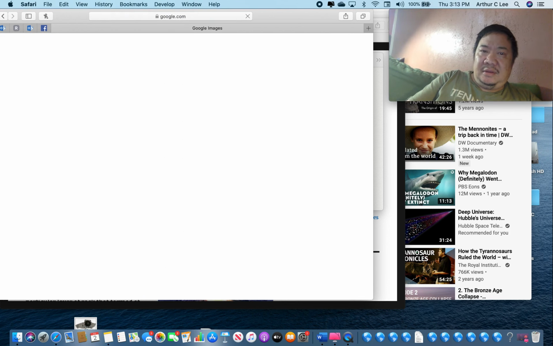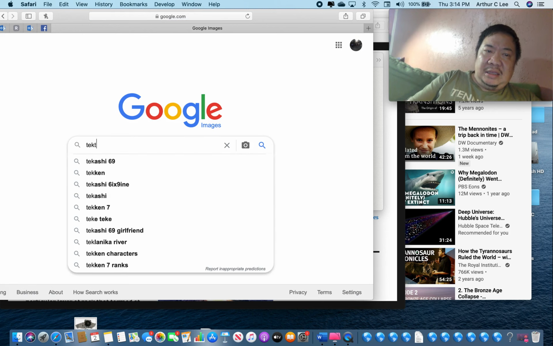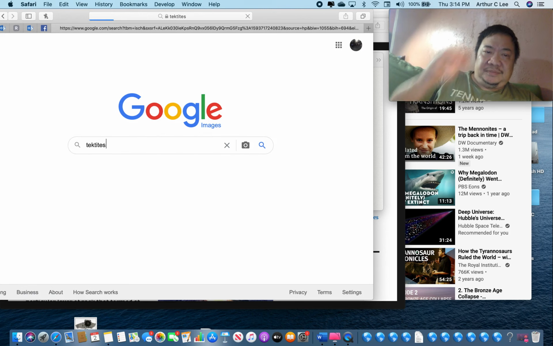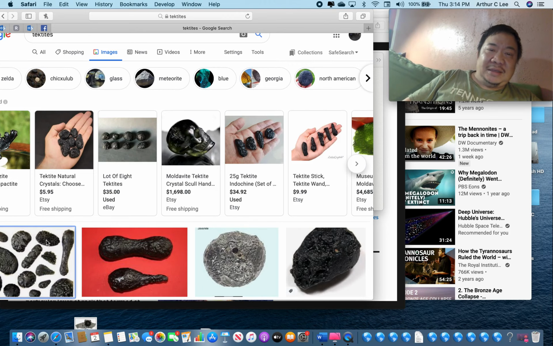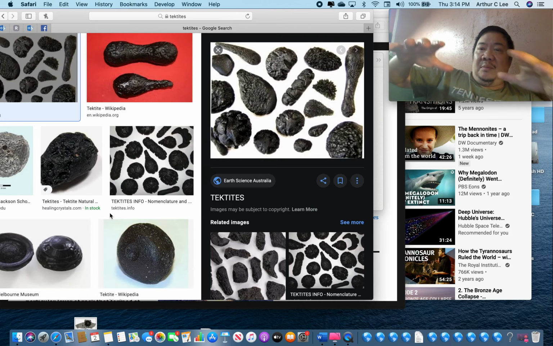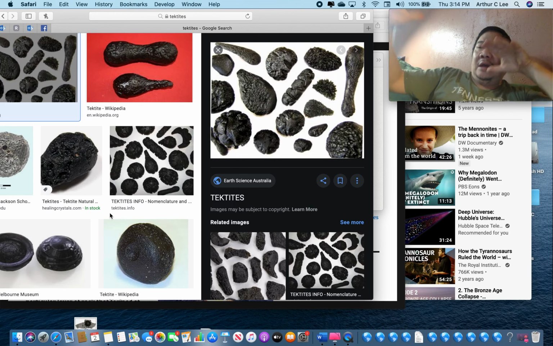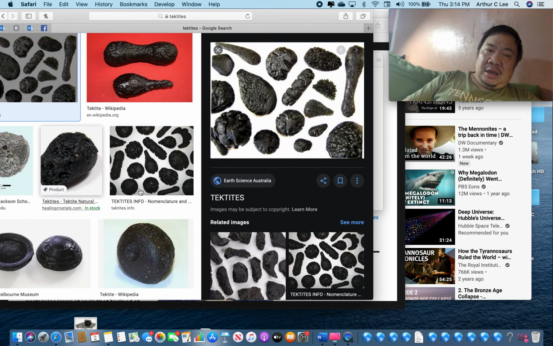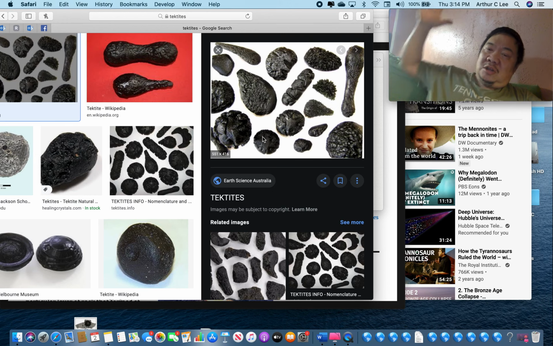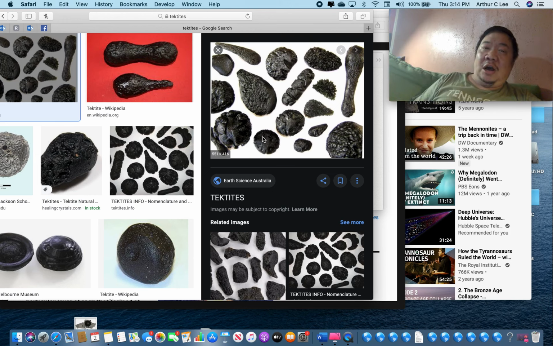tektites. Tektites are these little globules of glass that move out away from the crater in a circular pattern. These little globules of glass are caused by the impact, and they're hollow, and they're only formed by big impacts.